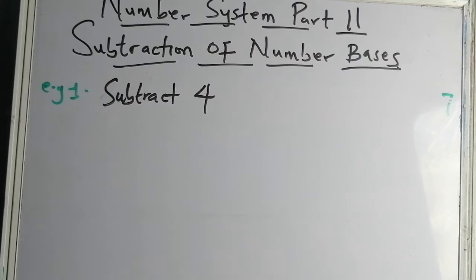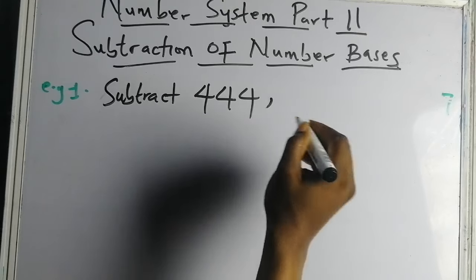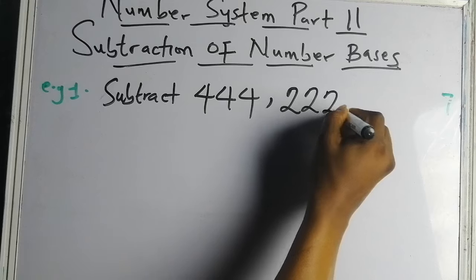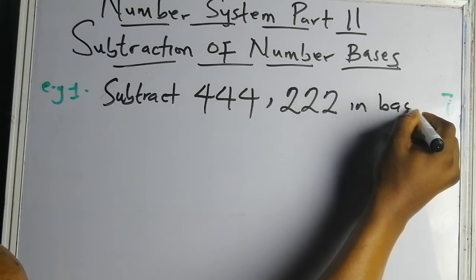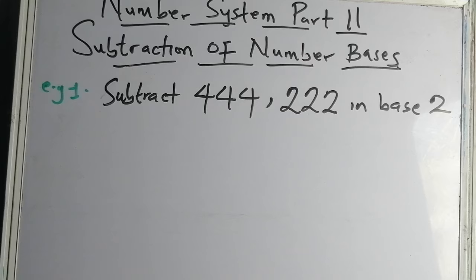Let's say subtract 444 from, then you have 222 in base 2. In base 2 this time around. Subtract 444 and 222 in base 2.